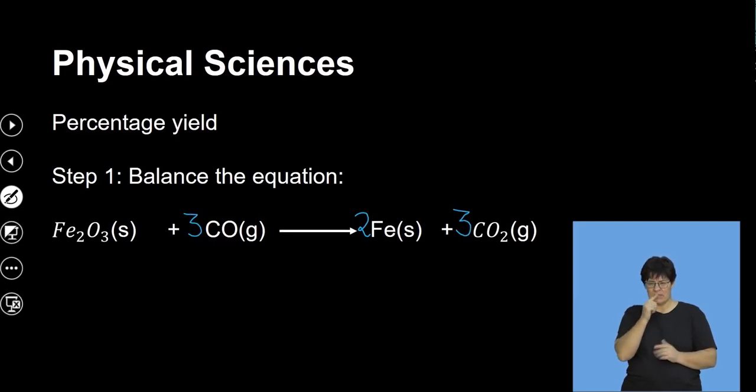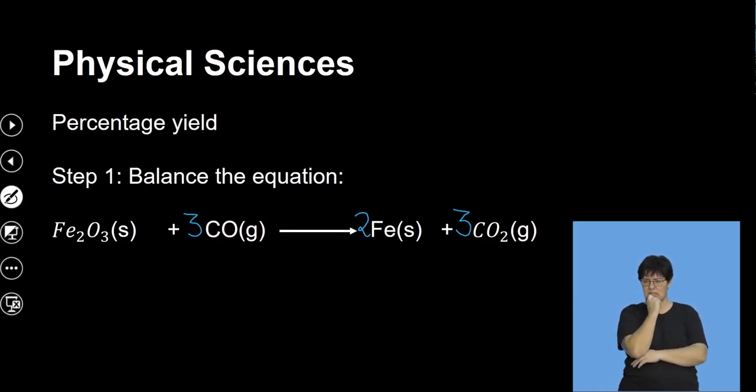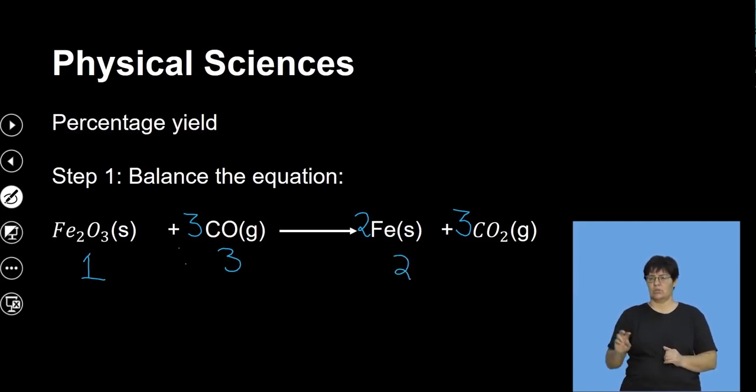let's check if it's balanced. How many irons do we have on the left? It's 2, on the right is 2. Let's go to carbon, 3 on the right, and then oxygen, we've got 6, 3 plus 3, and then 6. So the stoichiometric ratio in which these substances react with each other is 1:3:2:3. So that's the stoichiometric ratio in which they react with each other.